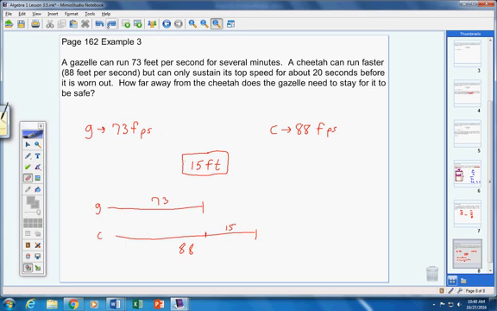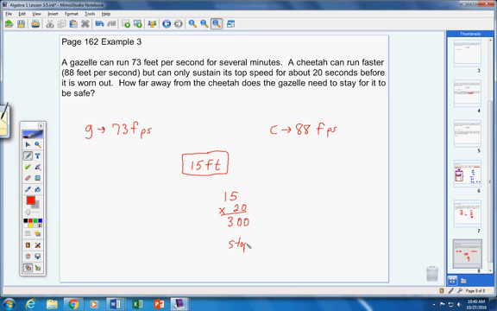Now, the cheetah can only do this for 20 seconds. So we've got our answer, don't we? Every second, the cheetah gains 15 feet. He does this for 20 seconds. Multiply, and you get 300. And then the cheetah runs out of steam and he stops.